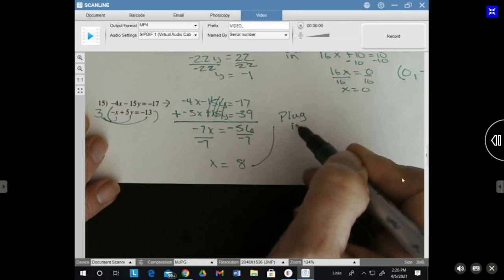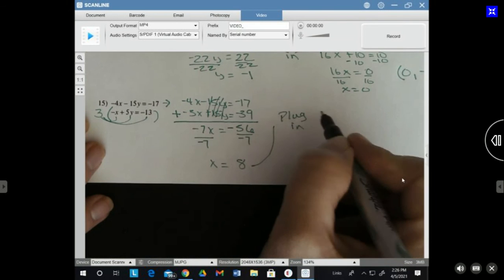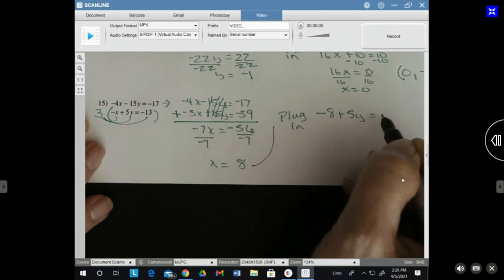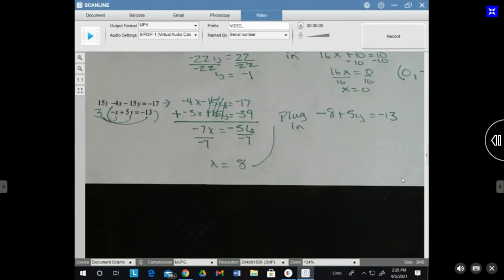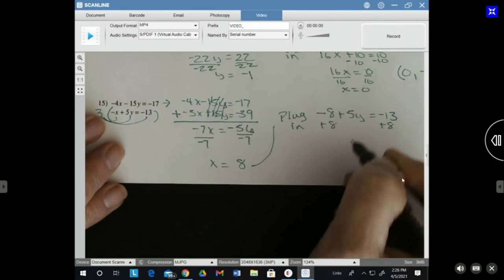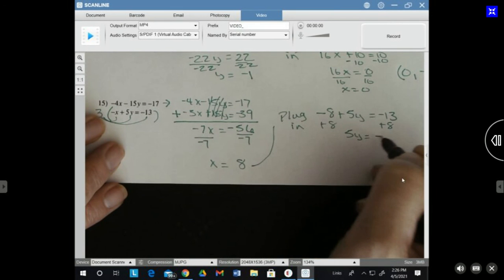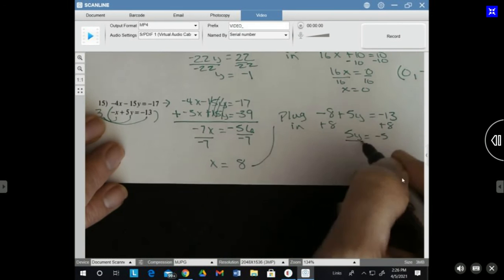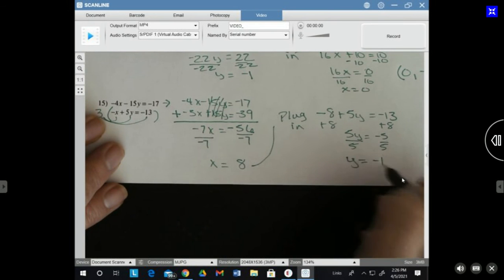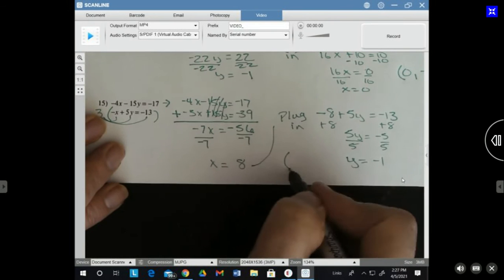Plug in. So I'm going to use the second one. Negative 8 plus 5y equals negative 13. Adding that 8 to both sides, 5y equals negative 5. And dividing by that, y equals negative 1. So what's my answer?